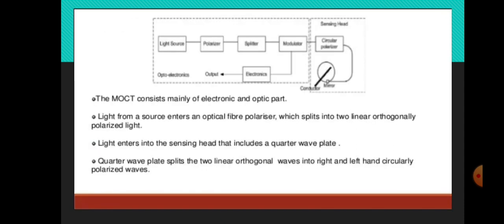This is the block diagram which explains the flow of light source. The MOCT consists mainly of electronic and optic parts. Light from a source enters an optical fiber polarizer which splits into two linear orthogonally polarized light. Light enters into the sensing head that includes a quarter wave plate. Quarter wave plate splits the two linear orthogonal waves into right and left hand circularly polarized waves.